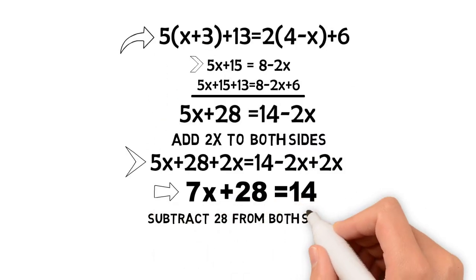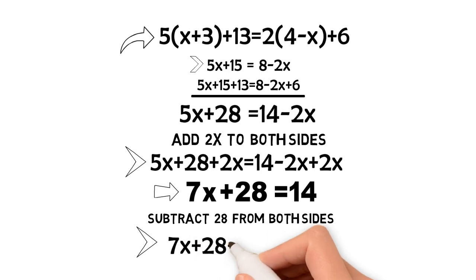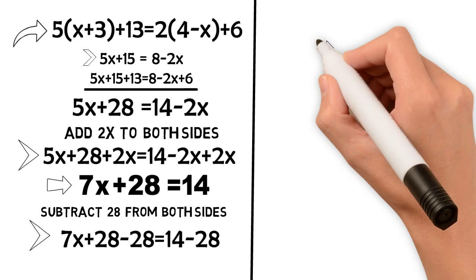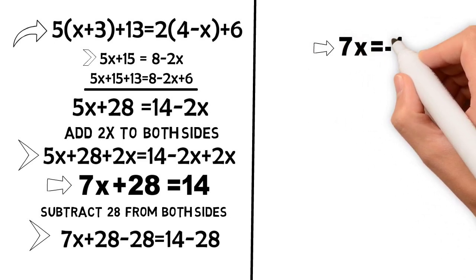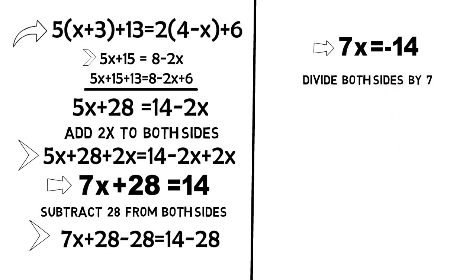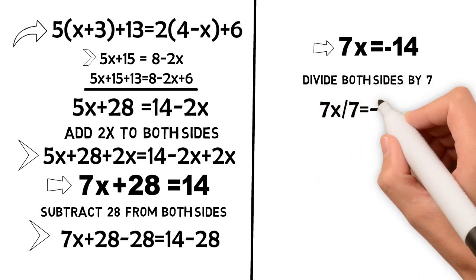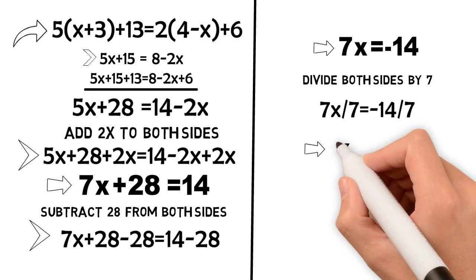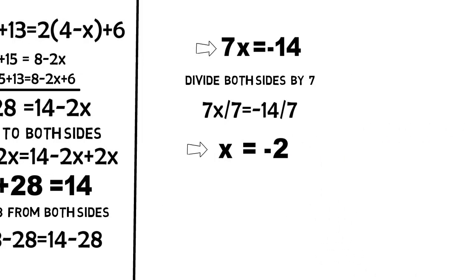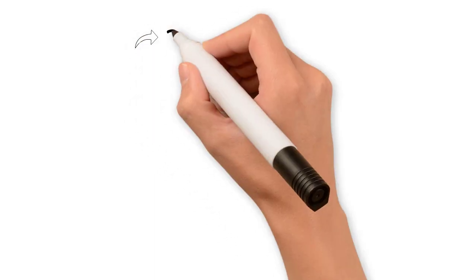Subtract 28 from both sides to obtain 7x plus 28 minus 28 equals 14 minus 28, and we get 7x equals negative 14. Isolate the x by dividing both sides by 7. 7x divided by 7 equals negative 14 divided by 7, and that simplifies to x equals negative 2. Let's try a more complex example.